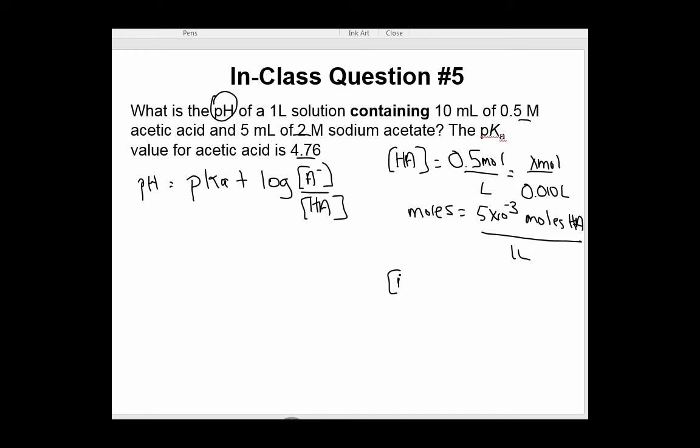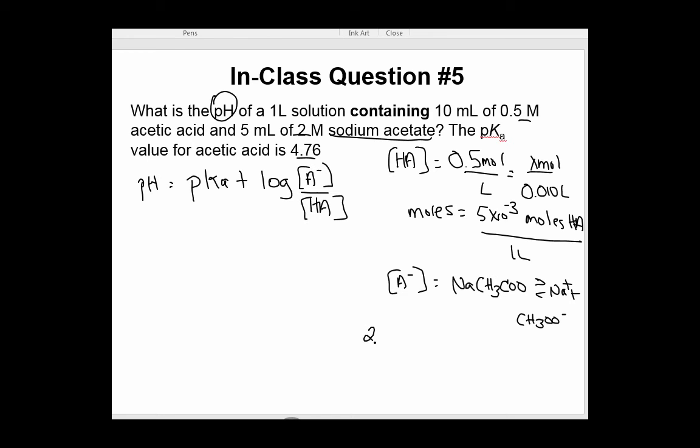All right, what about the concentration of A minus? Well, based on our solubility rules, we should know that sodium acetate will completely dissociate into sodium ions and acetate ions. And so we know, with complete dissociation, that the concentration of sodium acetate will equal the concentration of acetate ion, which is our conjugate base. So we'll solve the same way.